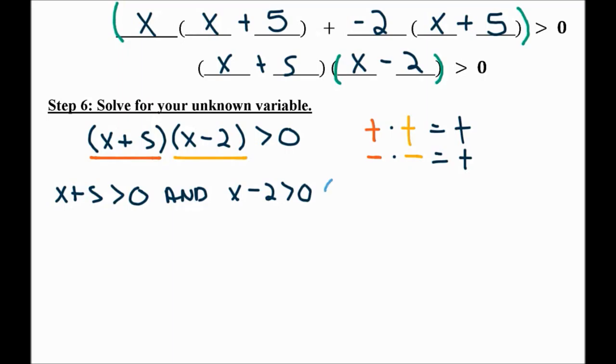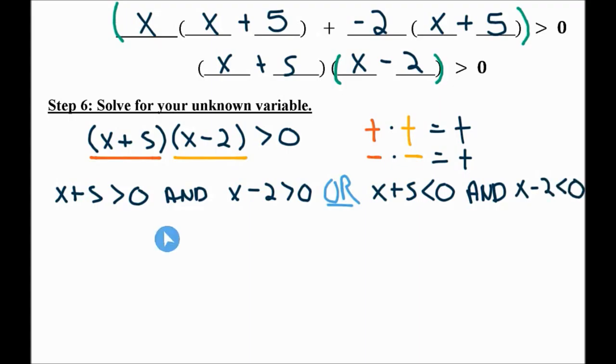Or we can have a second situation, so I'll put a big "or" here: or we can have x plus 5 less than 0, that is, x plus 5 is negative, and, put an "and" here, at the same time, x minus 2 has to be less than 0. So there's two situations here. We either have to have x plus 5 is positive and x minus 2 is positive, or we need to have x plus 5 is negative and x minus 2 is negative. So let's solve each of these four inequalities.